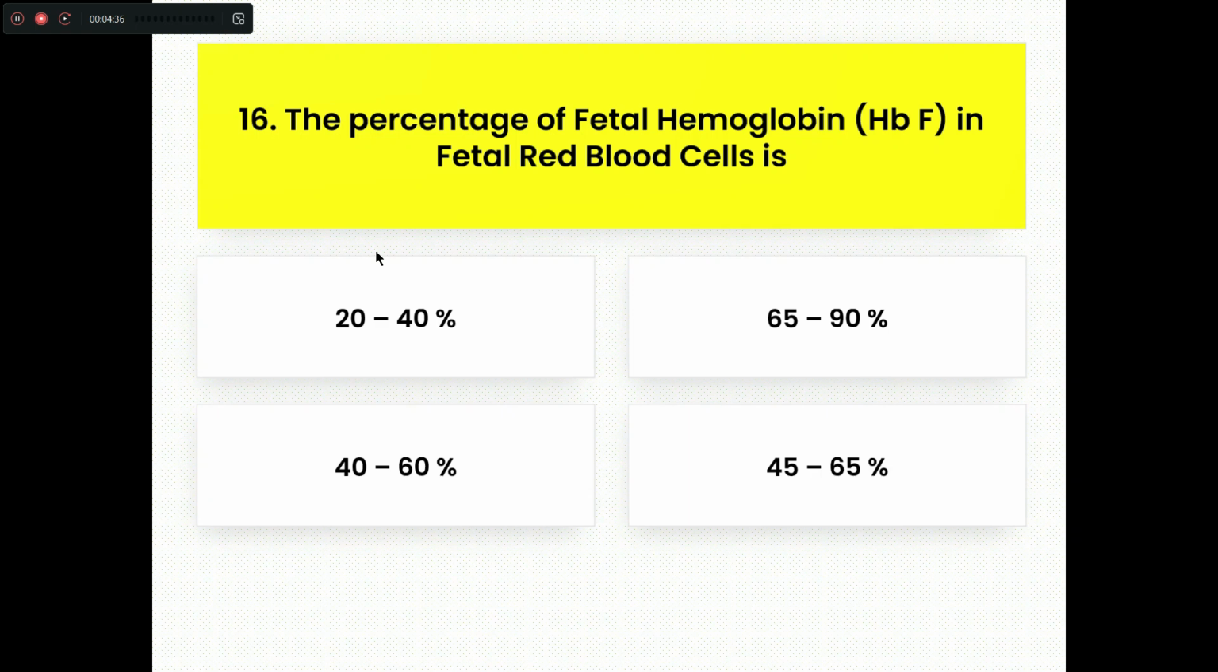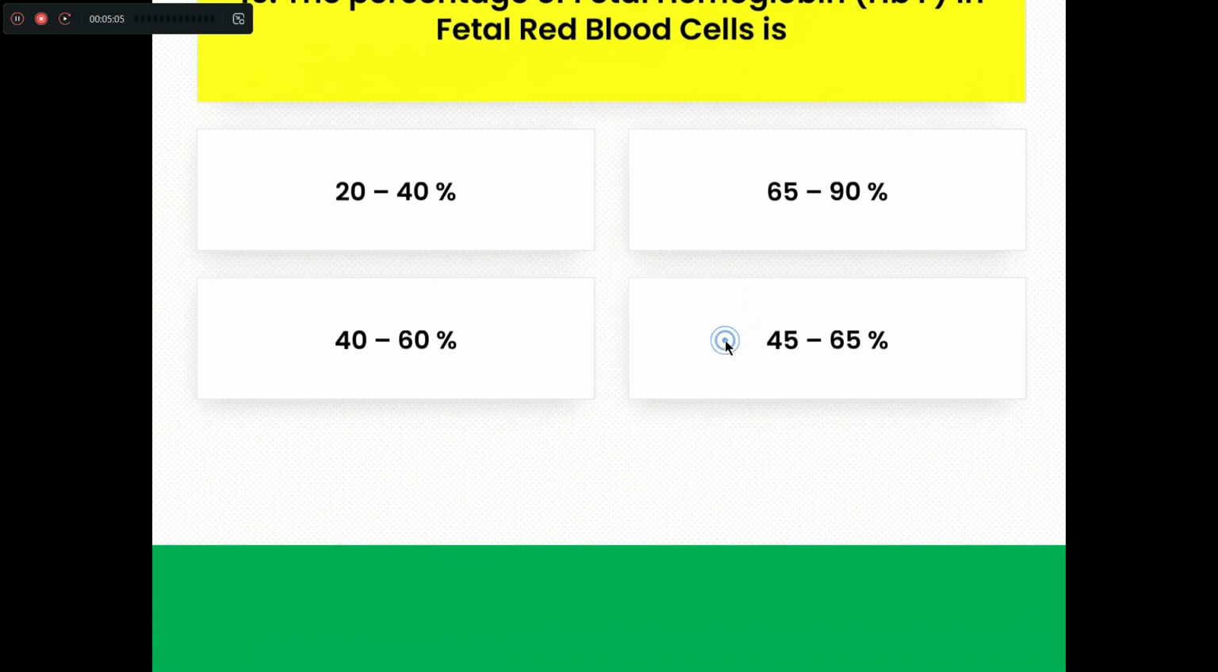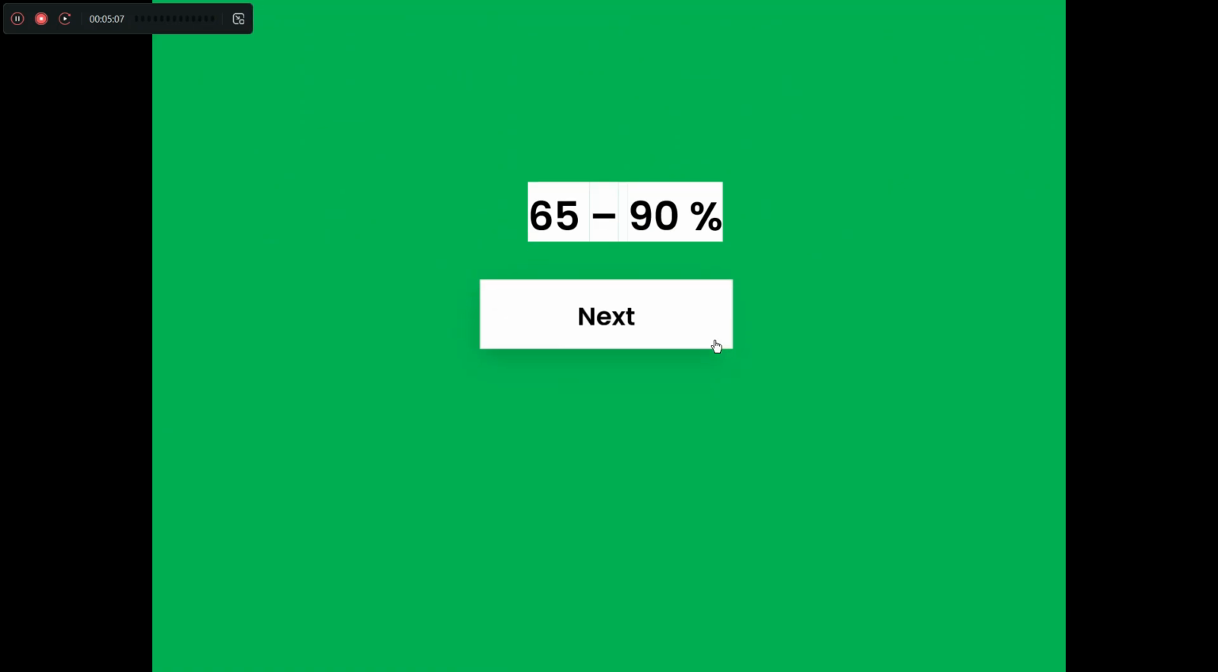Question number 16. The percentage of fetal hemoglobin (HbF) in fetal red blood cell is option A 20 to 40%, option B 65 to 90%, option C 40 to 60%, option D 45 to 65%. The right answer, the percentage of fetal hemoglobin in fetal red blood cell is option B 65 to 90%.